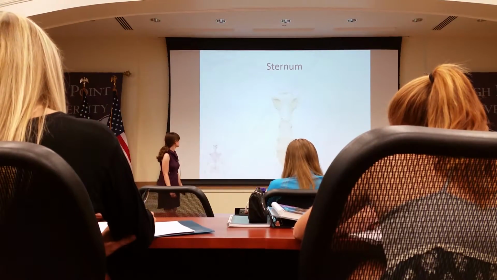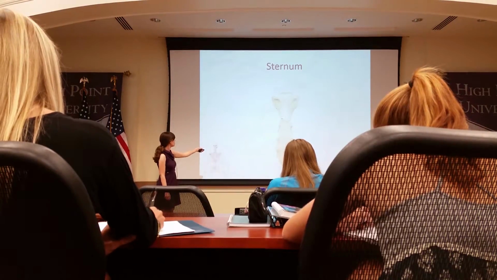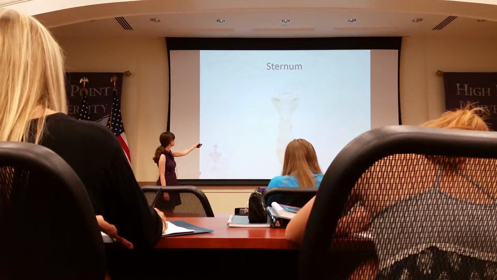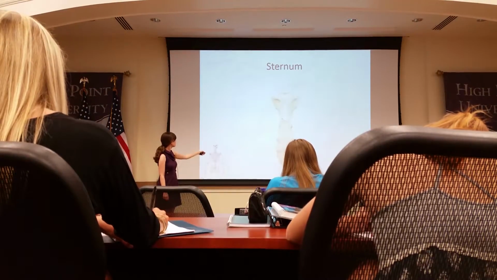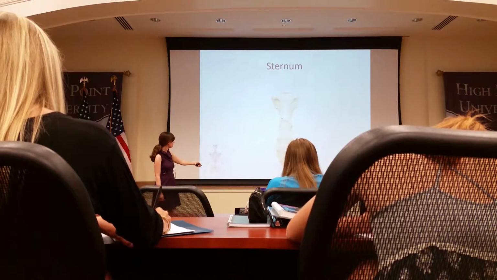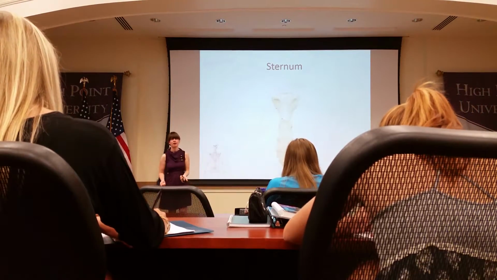Sternum. The sternum consists of 3 parts. This is called the manubrium. It's where the clavicles attach. This is called the body of the sternum. This is where the ribs attach. And this little process down here is called the xiphoid, which is just a really fun word.